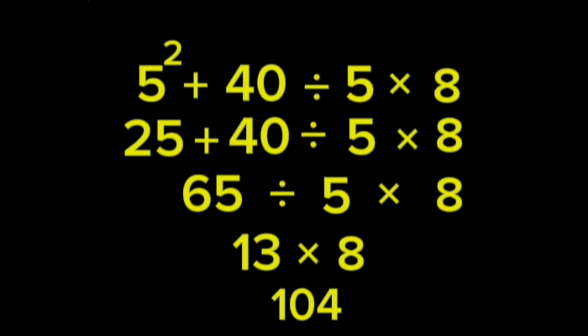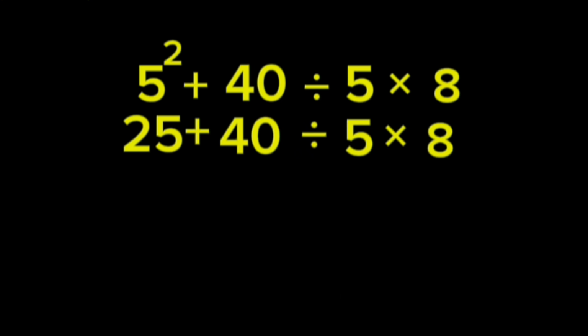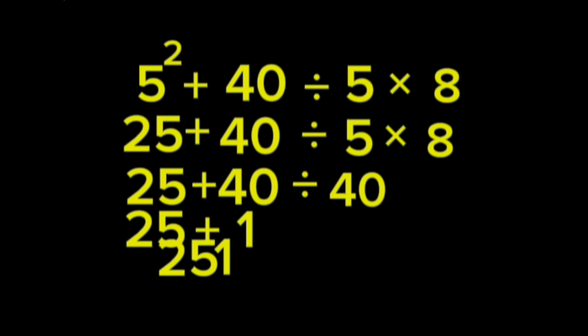Now, let's look at another common mistake. Some people again start correctly with the exponent. 5 squared becomes 25. So the expression becomes 25 plus 40 divided by 5 multiplied by 8. Then, instead of working from left to right, they assume multiplication must come before division. So they multiply 5 by 8 first and get 40. Now the expression becomes 25 plus 40 divided by 40. Next, they divide 40 by 40 and get 1. Then they add 25 and 1, giving 26. Again, this answer is wrong.